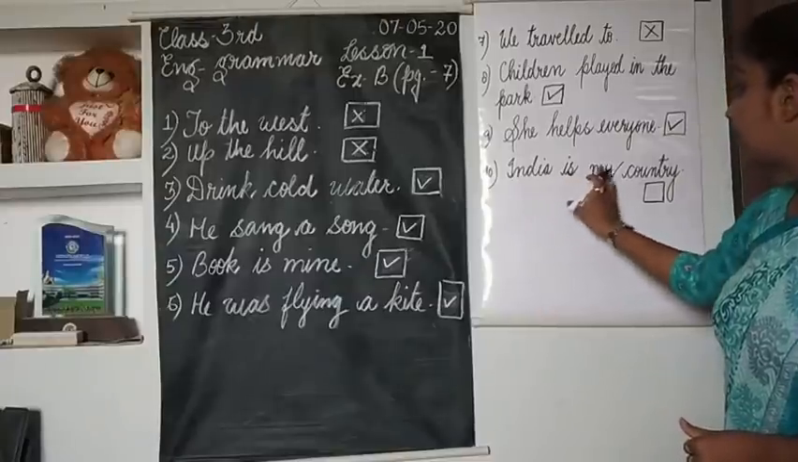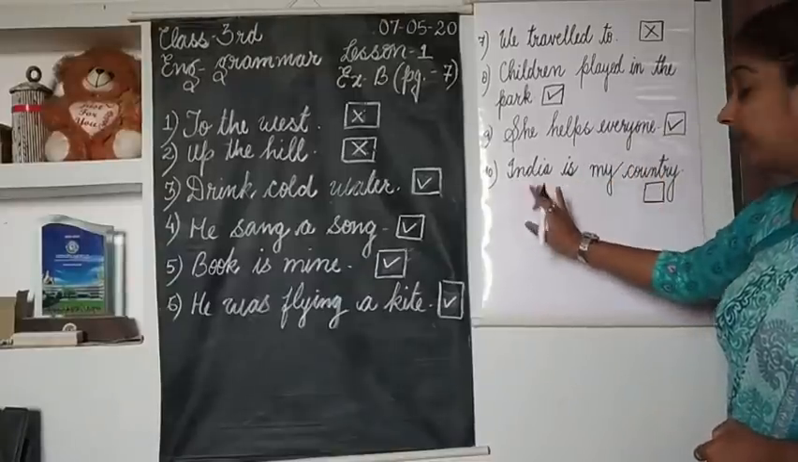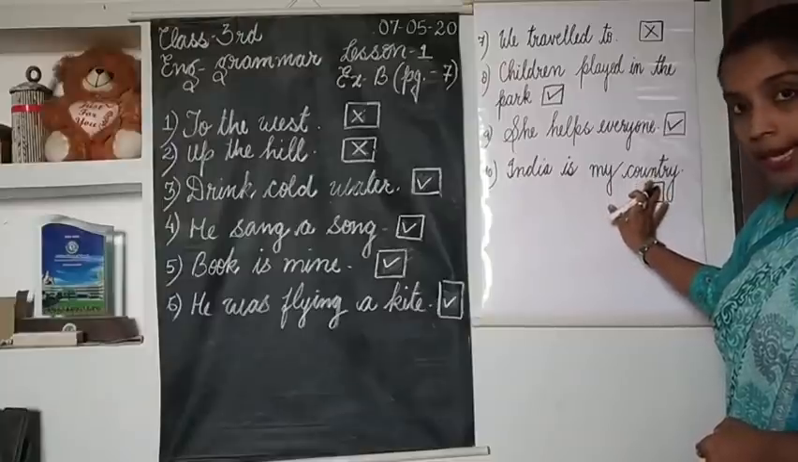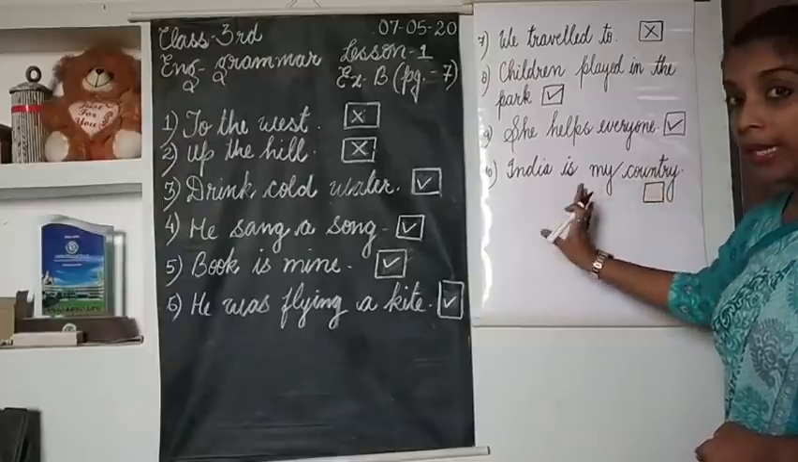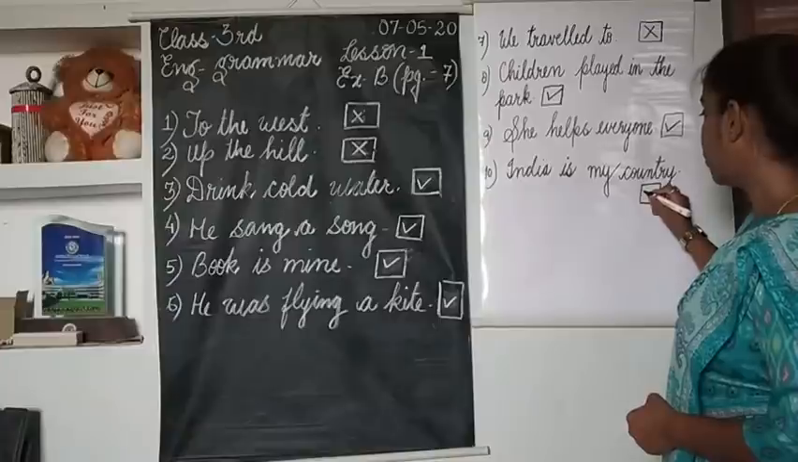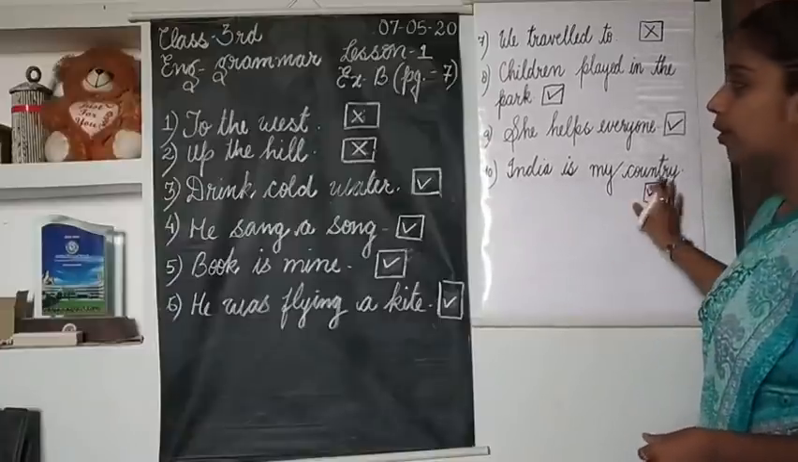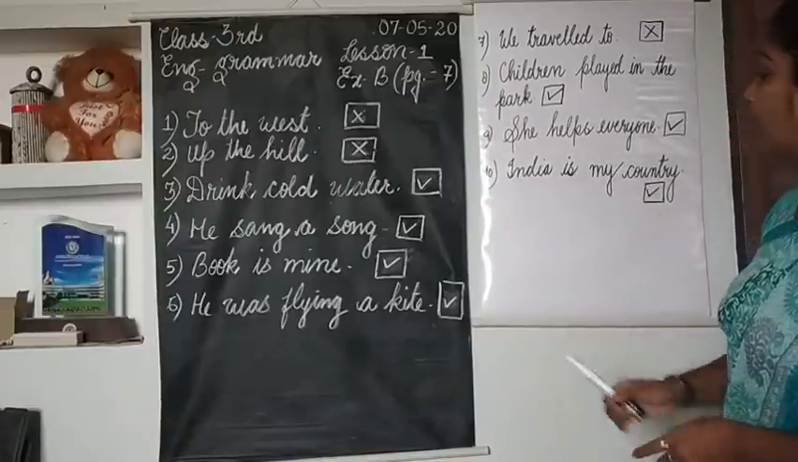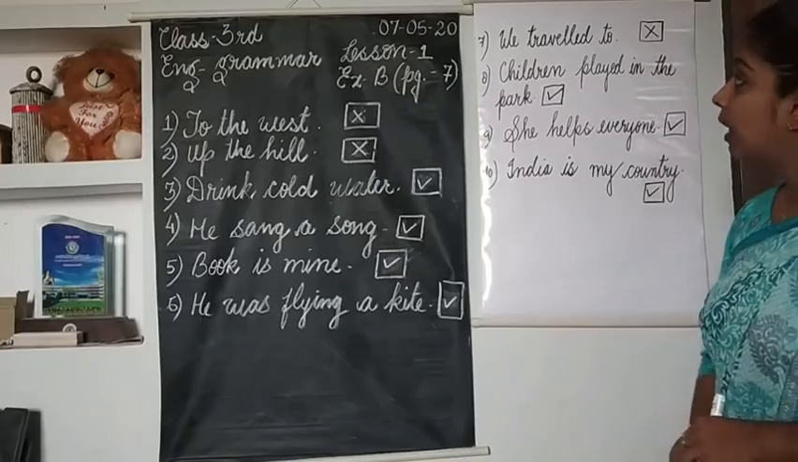Okay, India is my country. India is the subject here. Is my country is the predicate. Okay, the sentence gives some meaning. It's complete. So you can put a tick in front of it also. It's also a sentence. Okay, so I hope this exercise is also clear to you all.